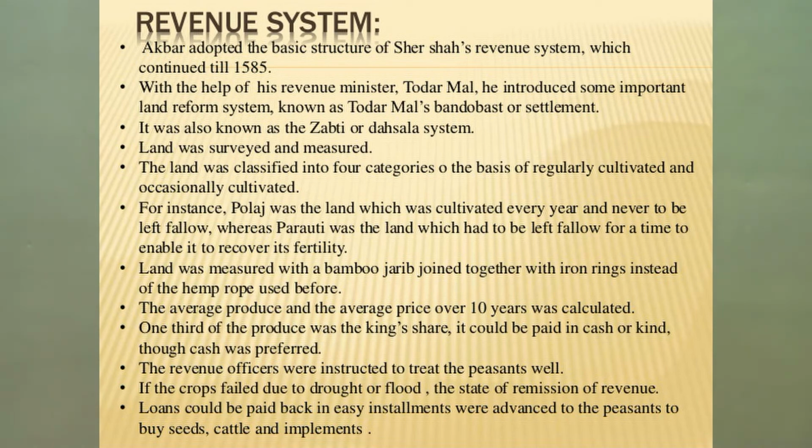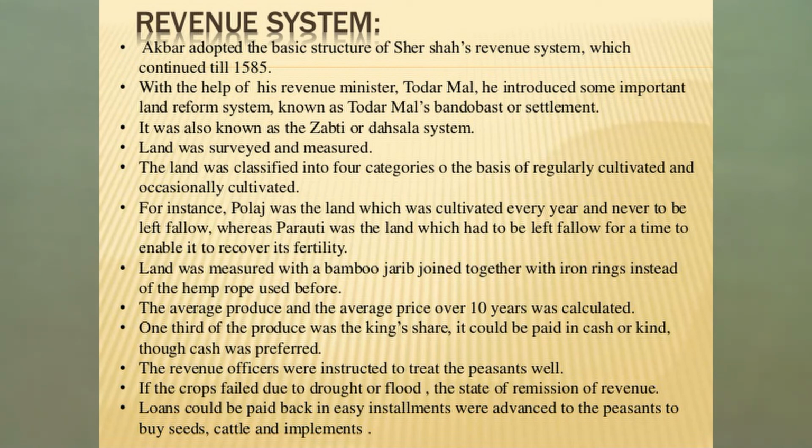These reforms were: land was measured into bighas. All cultivated land was classified into four types: Pulaj, Paroti, Chachar, and Banjar. The total produce of each bigha for the first three types of land was determined separately. The share of the state was fixed as one-third of the total produce. The cultivators were allowed to pay their land revenues in cash or kind.